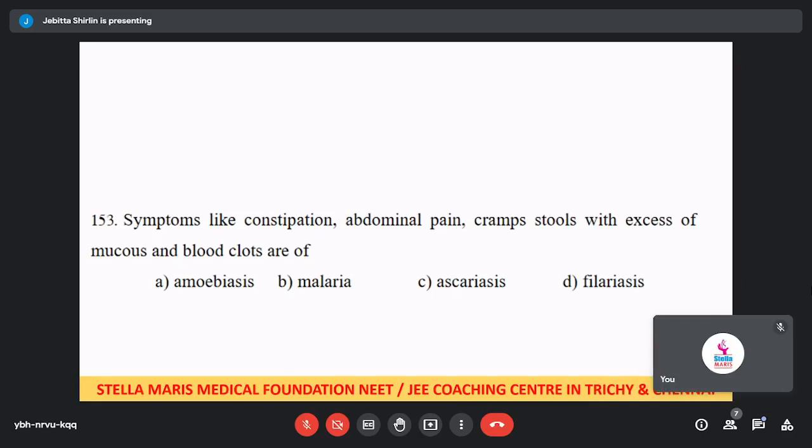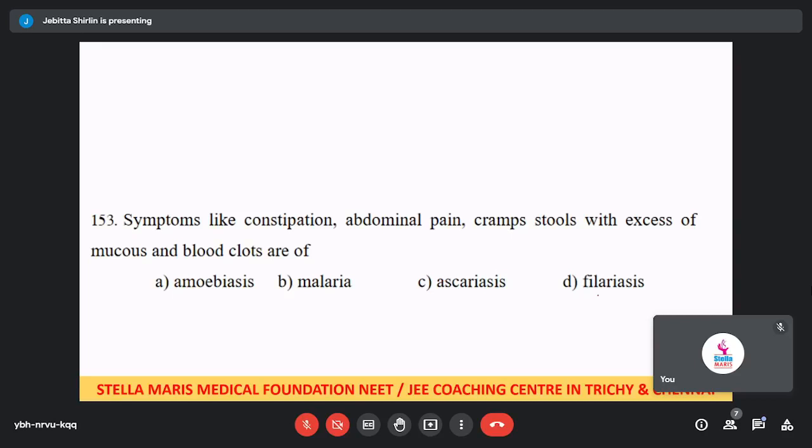It is a digestive disorder, accompanied with constipation, abdominal pain, cramps, and stools with excess of blood clots and mucus. These are all the peculiar symptoms of amebiasis. Whereas in malaria, there will be recurrent fever. And in ascariasis, there will be severe abdominal pain, just like amebiasis, but there will be severe vomiting and other discomforts.